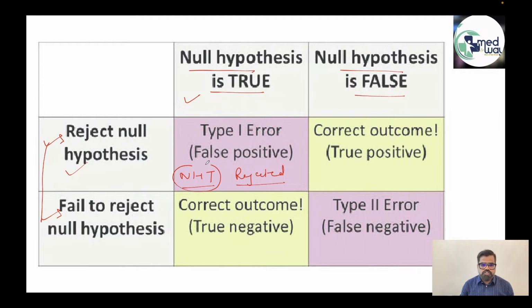Null hypothesis is true based on this. You have rejected based on this. So this is not the same. You have made an error. That is a false positive also, and it is called type 1 error.